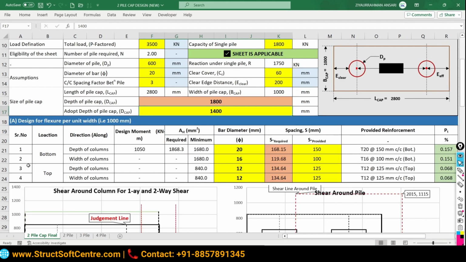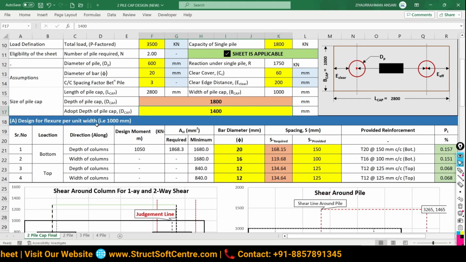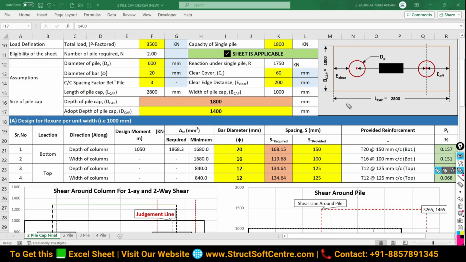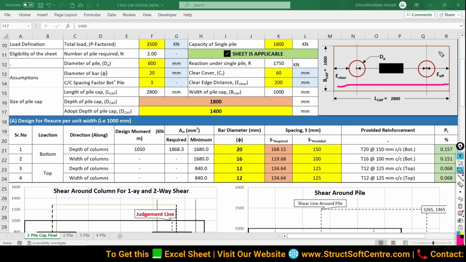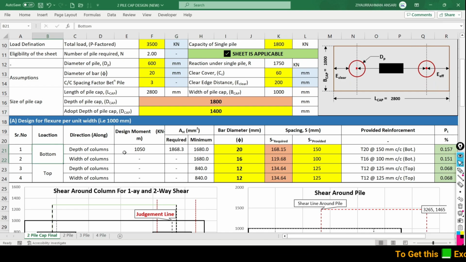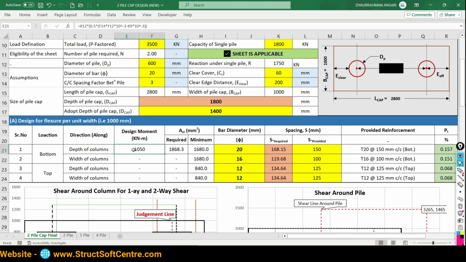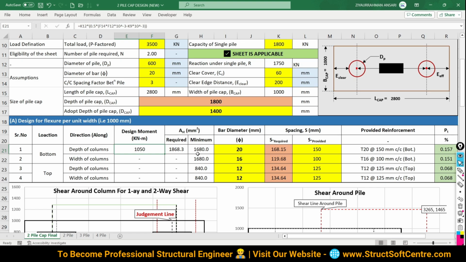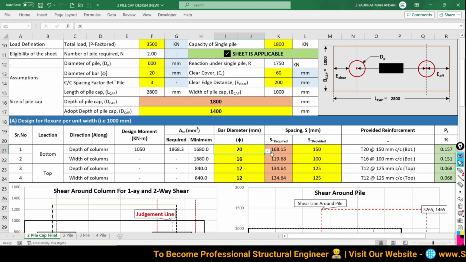Now next, flexural design for the flexure per unit width of the pile cap, because we are going to find out the reinforcement along the length of the pile cap. We are going to find out the reinforcement along the width of the pile cap at bottom as well as at top. So at bottom, the design bending moment is coming out to be 1050. Area of reinforcement required as per the design moment is 1868.3 and minimum area of reinforcement is 1680. So here we are going to choose the diameter of bar as 20 mm dia.